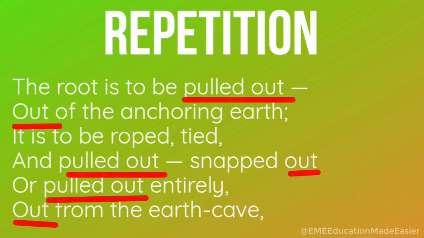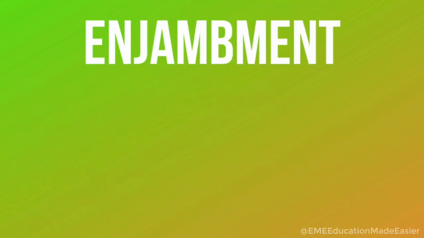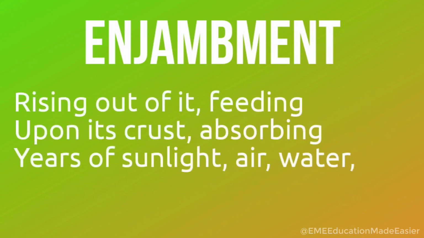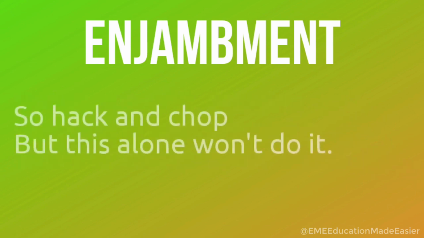The next literary device that the poet has used is enjambment. Enjambment, as you know, is when one line of the poetry rolls on to the next line without any pause marked by a comma or a full stop. So in this poem, there is enjambment in almost every stanza. Here is the first example. Here there is no punctuation mark at the end of the first and the second line. The first line rolls on to the second line and the second line is carried on to the third line. Here again, in this pair of lines, you'll see that the first line moves on to the second line without any comma or full stop at its end.